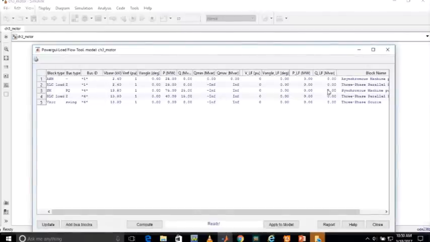So here, this is the whole system. If we compute it, we have to click on compute, and you will see the asynchronous machine requires 25 megawatt. The RLC load requires 25 megawatt. The SM, the synchronous machine, is providing 75 megawatt and 25 MVAr reactive power. The RLC load is of 40 megawatt and 15 MVAr.